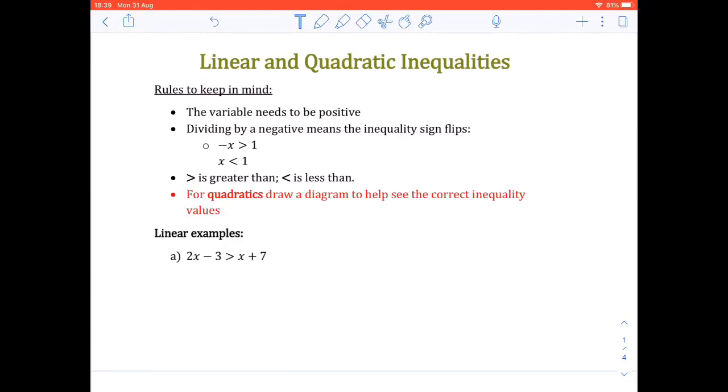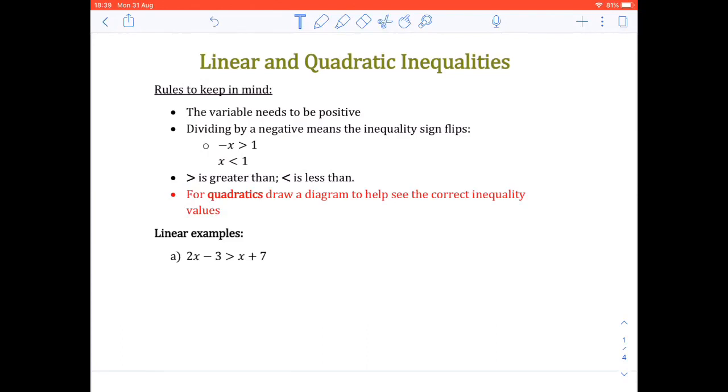So in this example, negative x is greater than 1. We're dividing by negative 1 on both sides because we want the variable to be positive. And because of dividing by negative 1, the inequality sign has to switch to being smaller than. So you can see that it changes orientation.